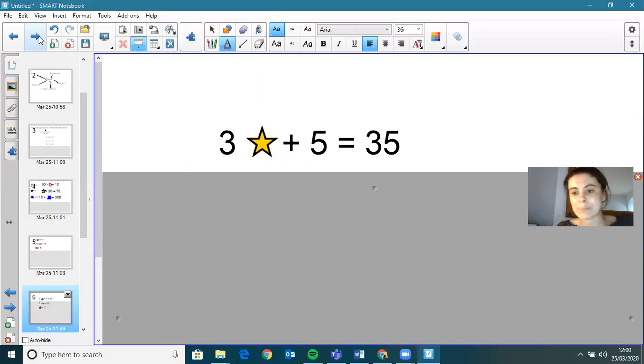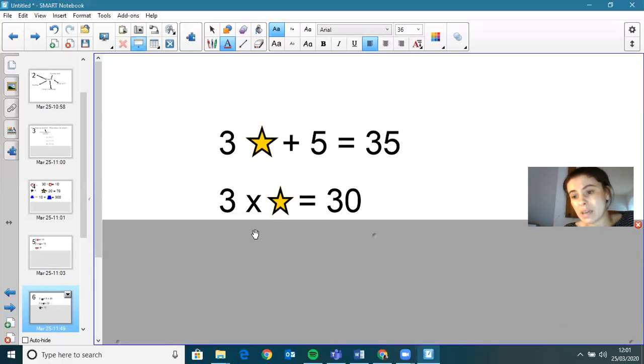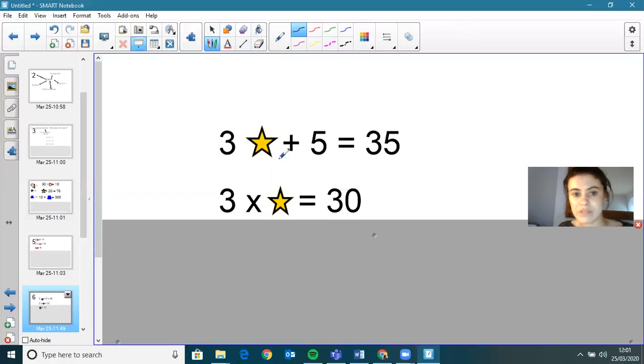Let's have a look at this one. Slightly more complex one, this one. 3 star, so 3 times star, add 5 equals 35. Well, the first thing we're going to do here, we want to get rid of this plus 5 really, because then we can work it out really easily. So instead of plus 5, I'm going to take away 5. So let's cross that one out. We're going to do the inverse. So instead of plus 5, take away 5.